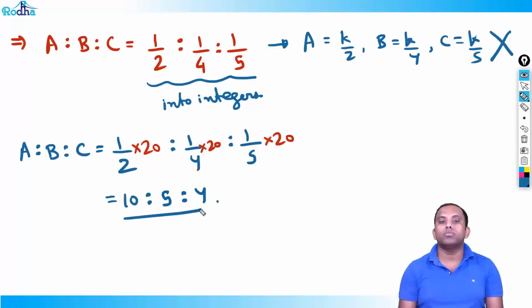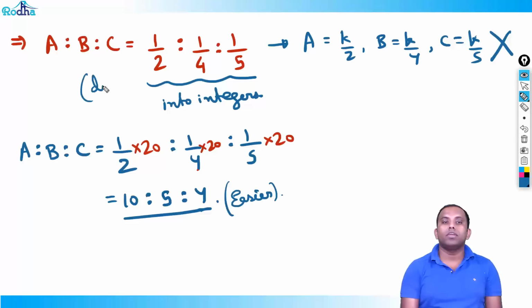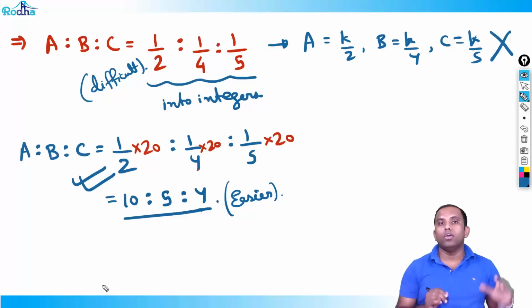Now this is the same ratio as half to 1 by 4 to 1 by 5, right? This is much easier to solve. In fractions it is difficult to solve and the calculation will be more. That means always convert to this numerical form and then solve the question, whenever it is given in fractions.